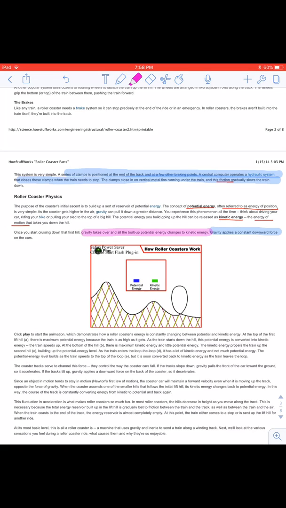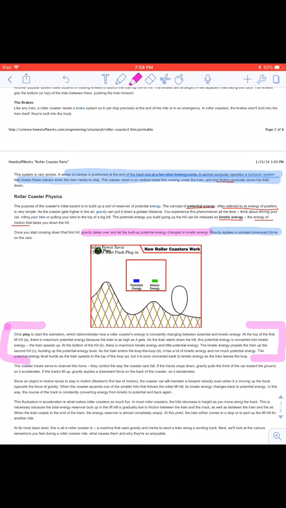The potential energy level builds as the train speeds to the top of the loop, but it's soon converted back to kinetic energy as the train leaves the loop. Wow, that paragraph sounds like it is all about energy transfers. I am just going to make a little box around it instead of highlighting the whole thing.